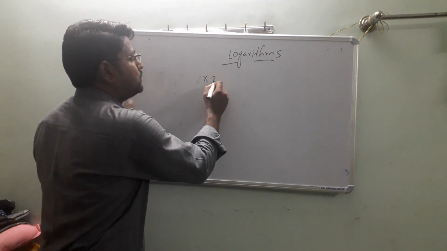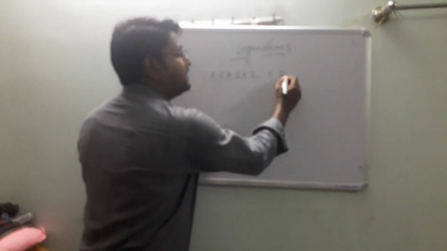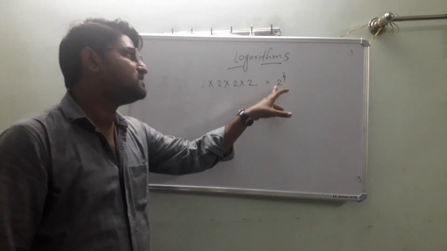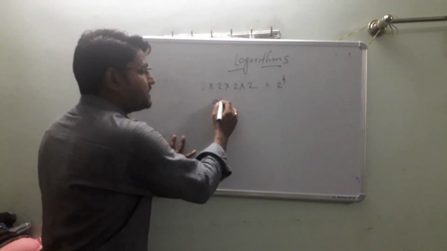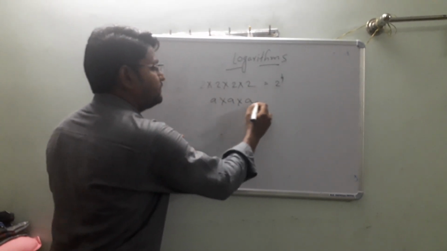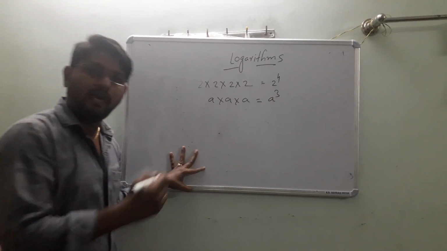2 into 2 into 2 into 2. How many times is 2 repeated here? 4 times. That's why I am writing 2 power 4. 2 power 4 means 2 is repeated 4 times. I am writing another example, a into a into a. How many times is a repeated? 3 times. I am writing a cube.